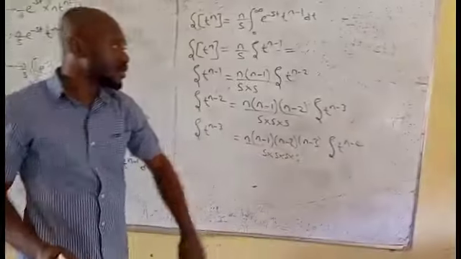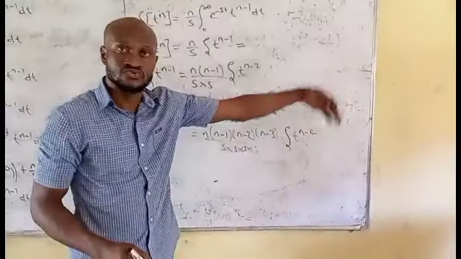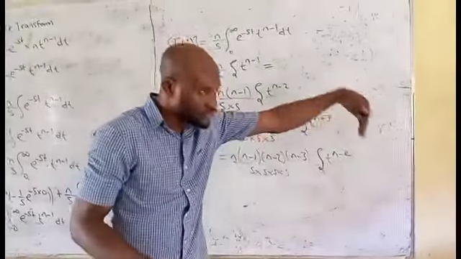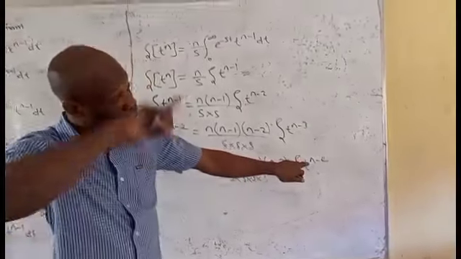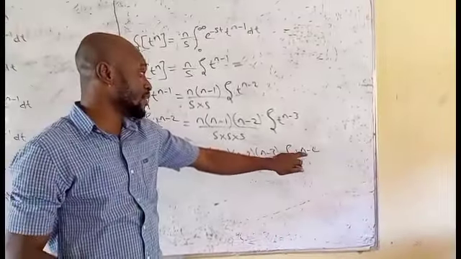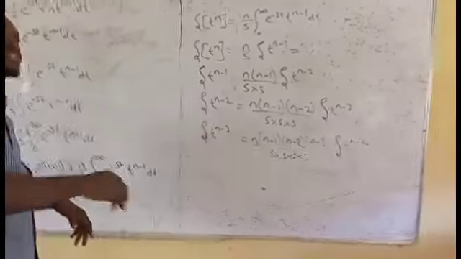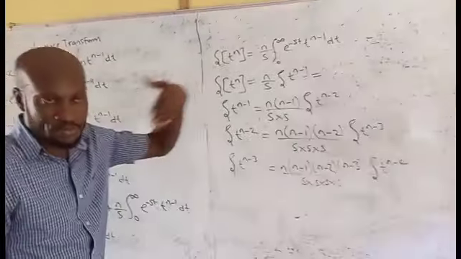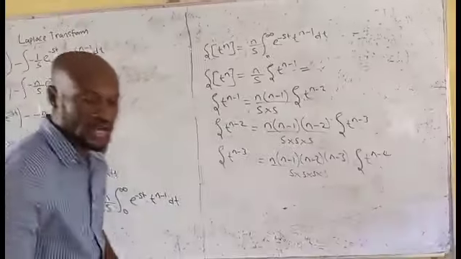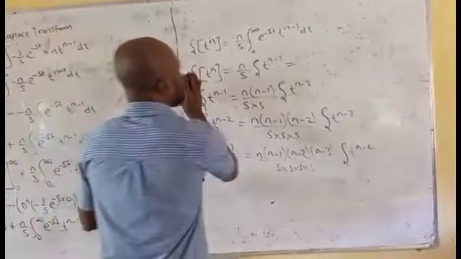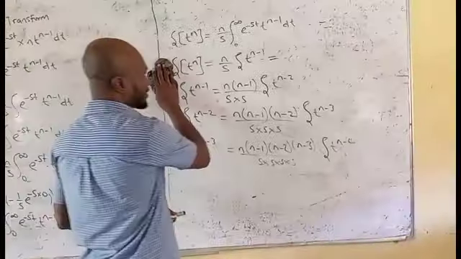So the more you go, here will be changing. If you move to the next phase, it will not be n minus 5. So it keeps changing. The power of your t keeps changing as you keep going. What I'm doing now is for you to understand where I'm heading.